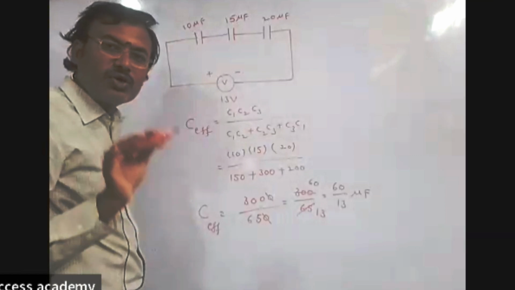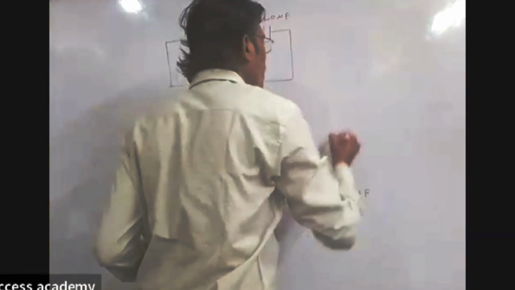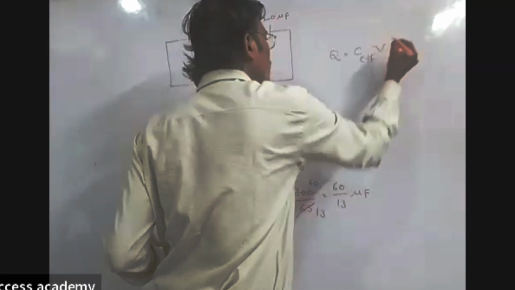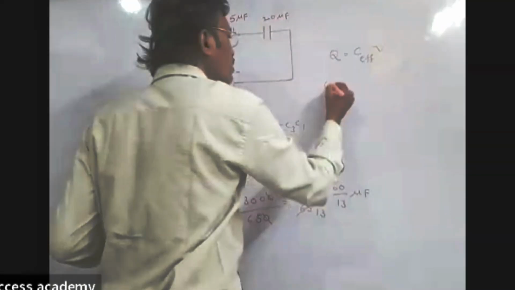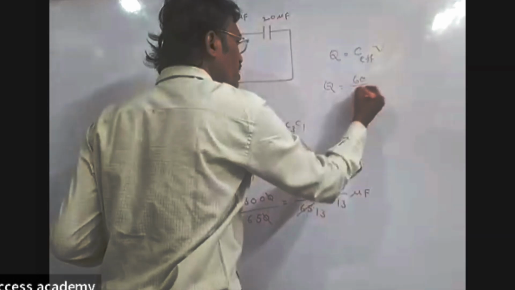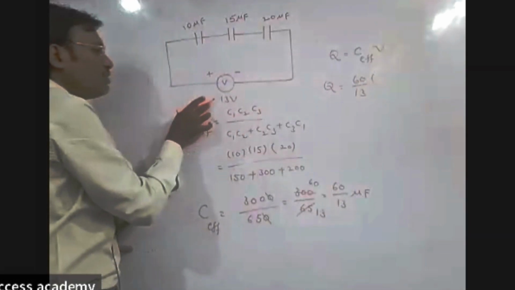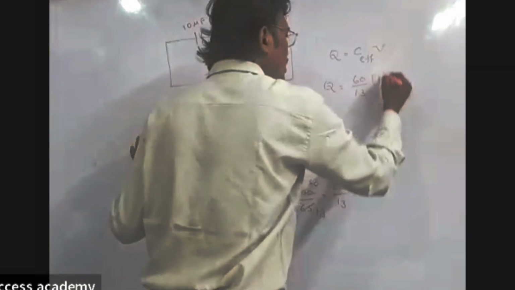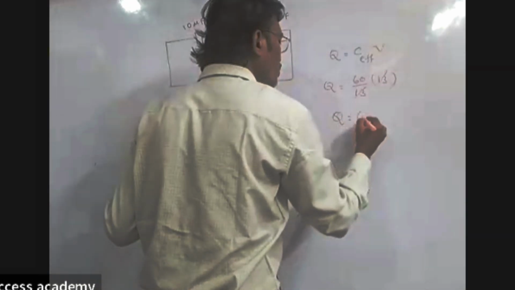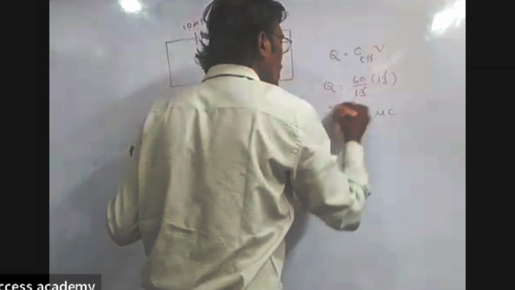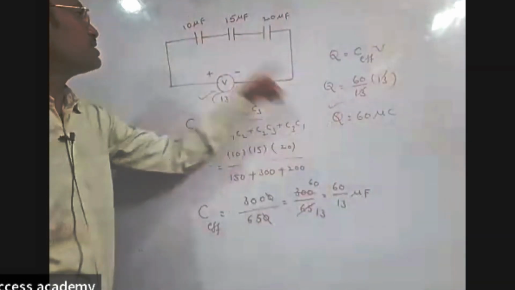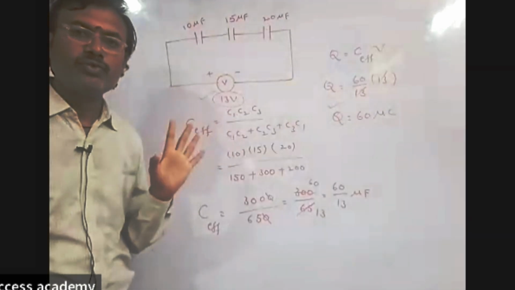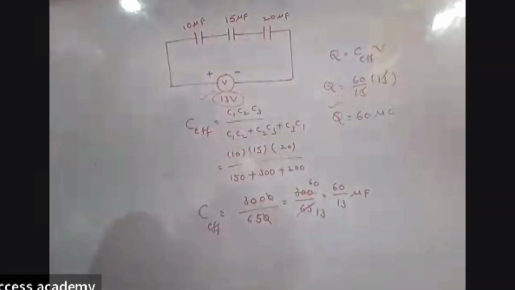According to the principle of capacitor, Q is equal to CV, so that is C effective into V. Q is equal to C effective, which is 60 by 13, and the potential given in the problem is 13 volt. Then 13 gets cancelled. Q is equal to 60 microcoulomb. This is the answer. The same charge is present on 10 microfarad as well as 20 microfarad. Got it? Okay, just note down.